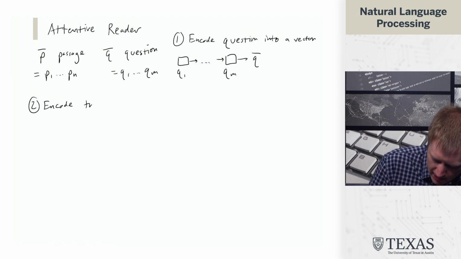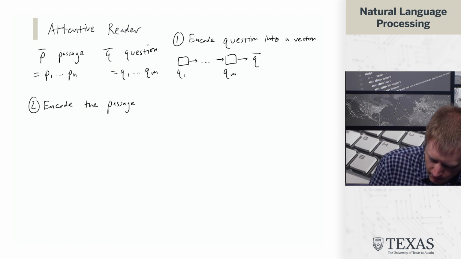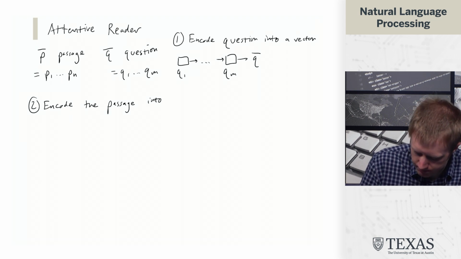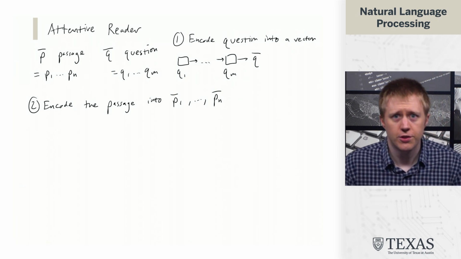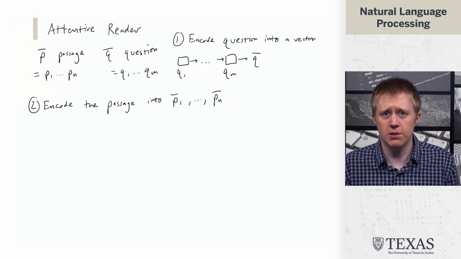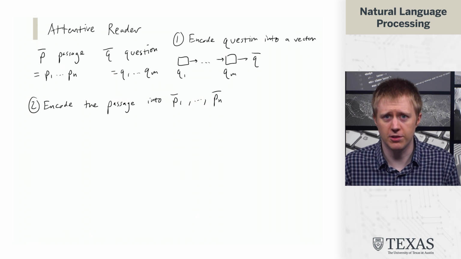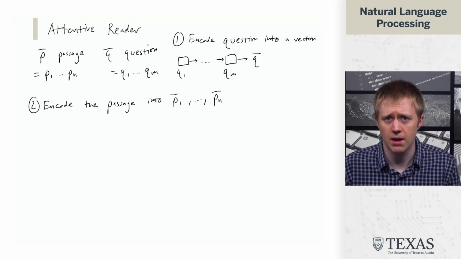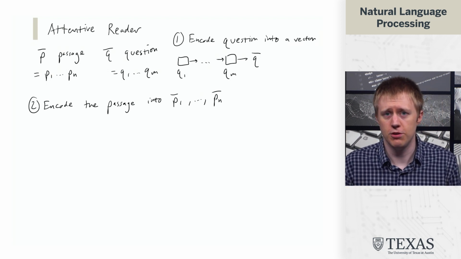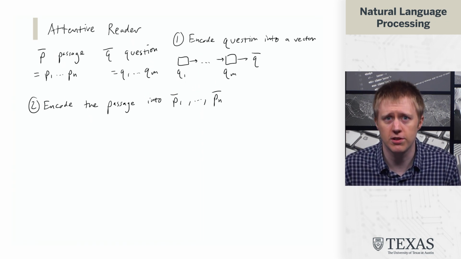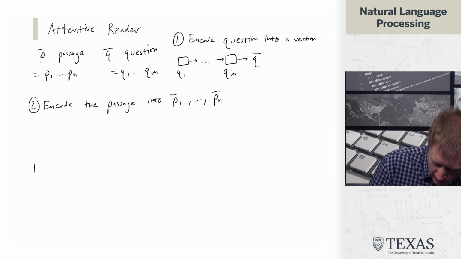Then we encode the passage into P1 through Pn. At the end of the day, what we're going to need to do is produce a distribution over possible answer locations. So it wouldn't make sense to cook the whole passage down into a single vector, because then how do we make reference to individual positions in it? Instead, we're going to use a biLSTM to turn the passage into a set of vectors, one associated with each word in the passage. Let me show you what that looks like here.